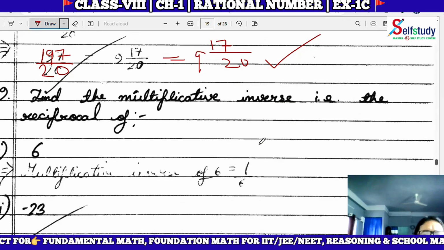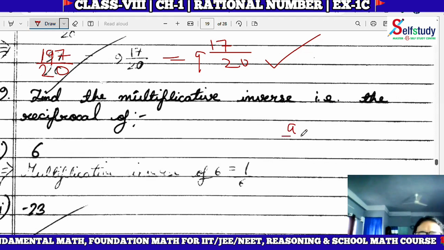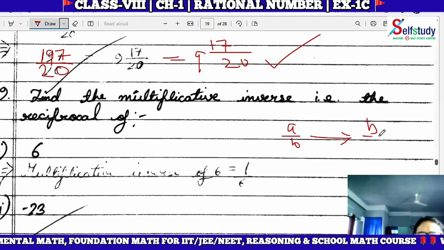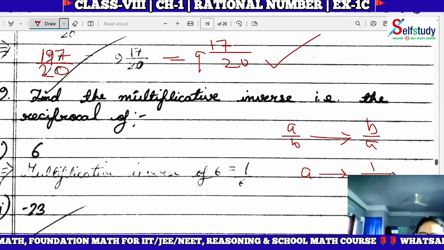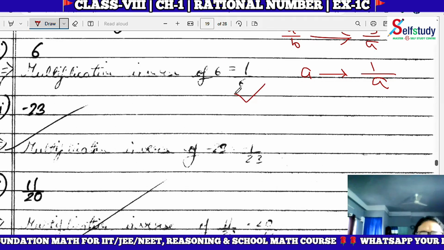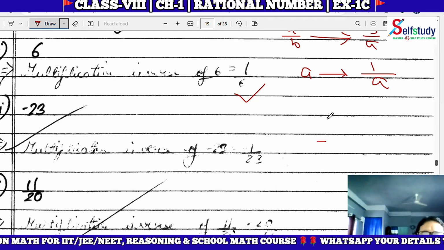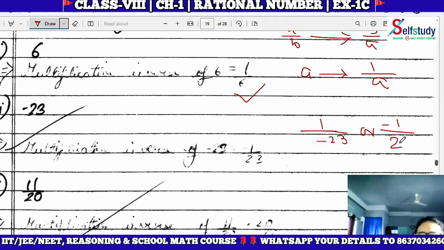Okay, find the multiplicative inverse. So before we proceed to the answer, let me tell you what the multiplicative inverse is. The multiplicative inverse of A upon B is B upon A, or if the number is only a, then its multiplicative inverse will be 1 upon a. Now using the same law, 6, its multiplicative inverse will be 1 upon 6 here. Minus 23, so 1 upon minus 23, or if you write this in standard form, then this will be minus 1 upon 23. Okay, that is what is written here.